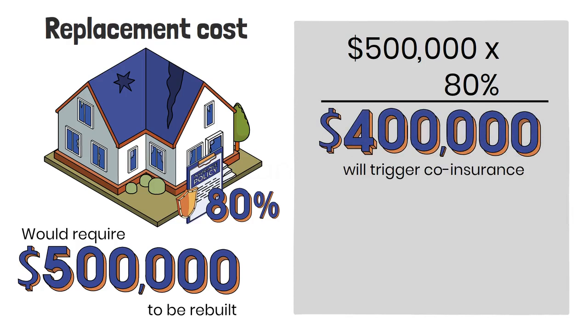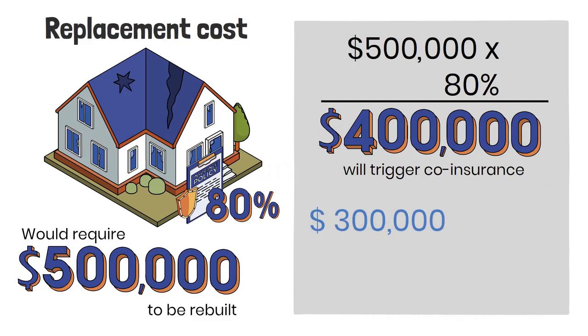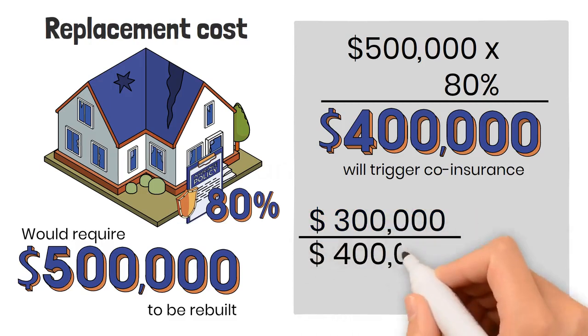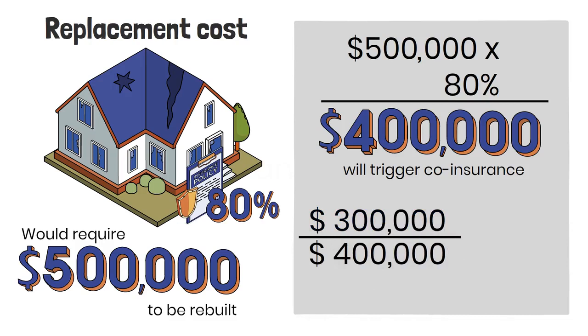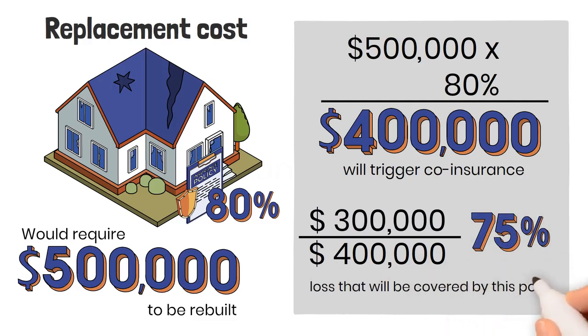For our example, let's pretend the homeowner insured their property for $300,000, which is less than the $400,000 required to avoid coinsurance. The following calculation is performed. $300,000, the amount insured for, divided by $400,000, the minimum amount it should have been insured for, gives us a total of 75%. 75% is the percentage of loss that will be covered by this policy.